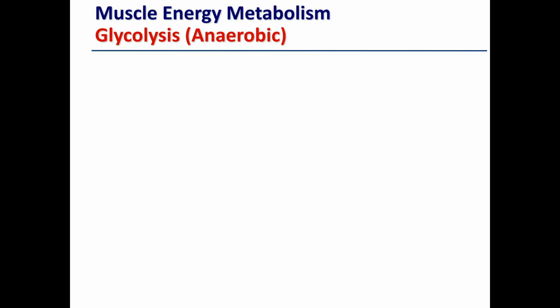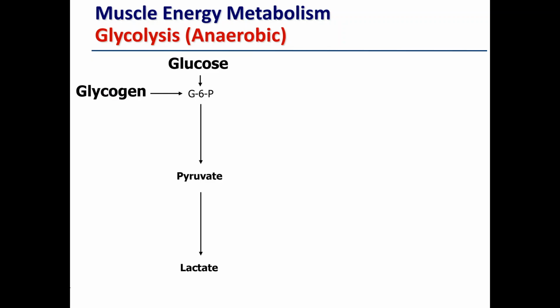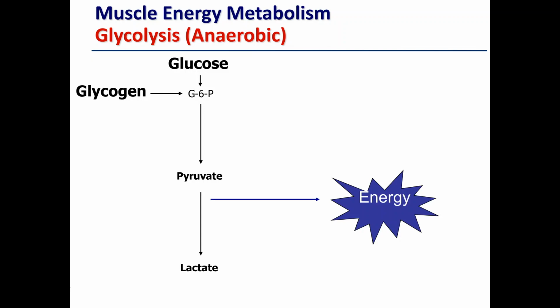The second system is glycolysis, and what we're going to first look at is anaerobic glycolysis. So this is glycolysis where oxygen is not readily available. Glycolysis is the breakdown of glucose or glycogen to release enough energy to form ATP. So glucose or glycogen are broken down into G6P, then to pyruvate, and in the absence of oxygen, ATP is generated with lactate being generated as a byproduct. The energy that's released from that reaction is used to combine ADP and inorganic phosphate to produce ATP.